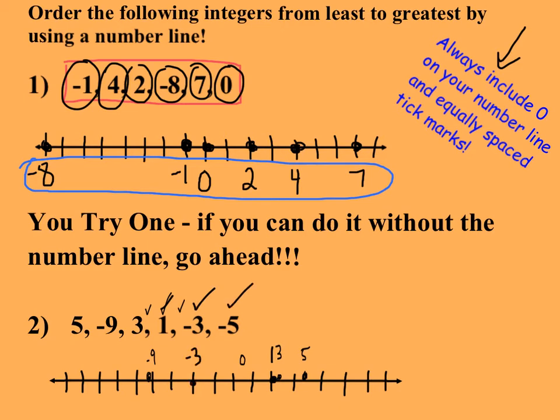And negative 5. Okay, so now if we take a look, going from left to right, here are my numbers in order from least to greatest. I'm not counting 0 in this one because it didn't ask me to plot a 0.